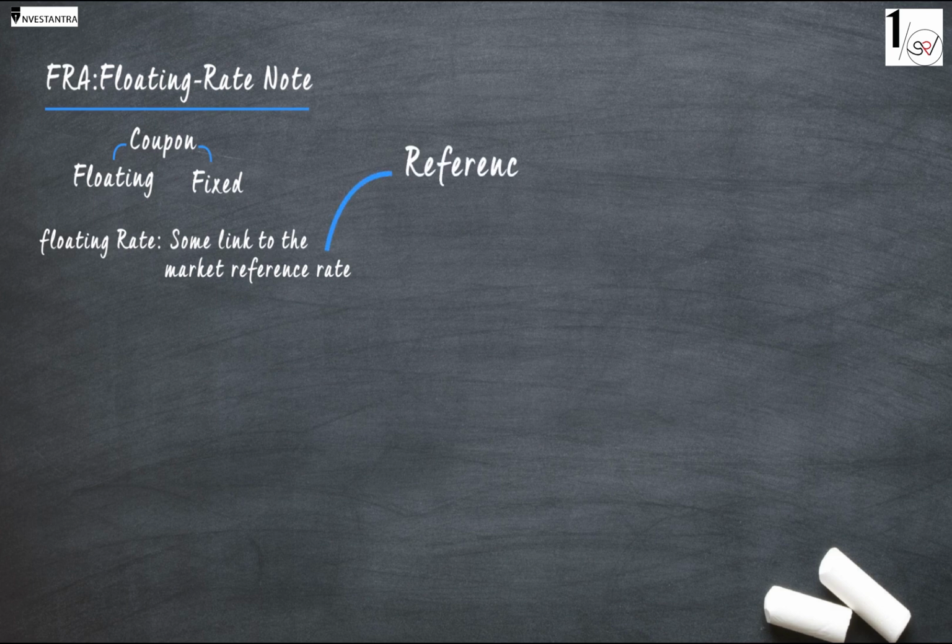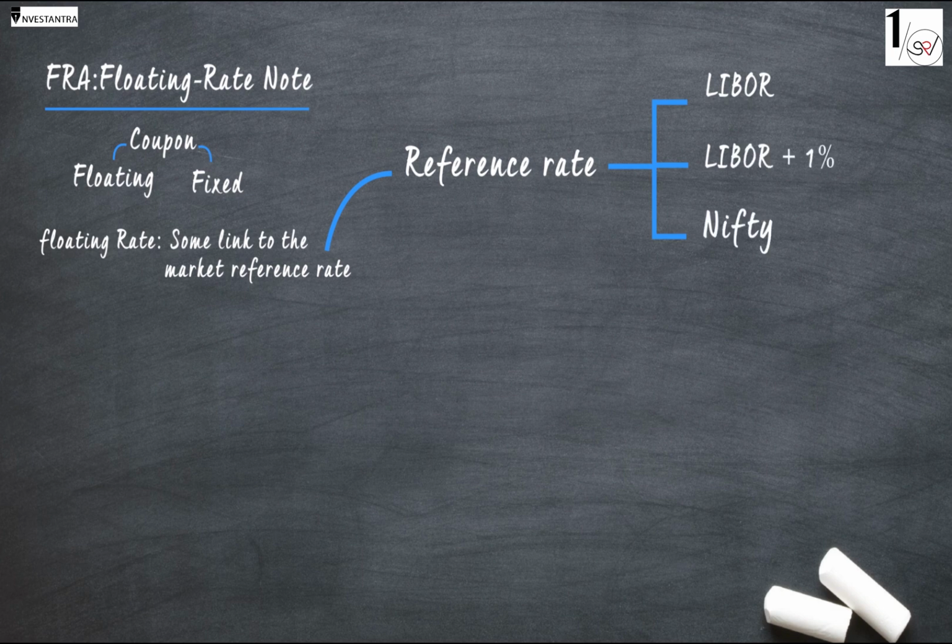Now, this link to the market is called reference rate. So this reference rate can be set as anything. I can pay you LIBOR. Say I'll pay you LIBOR plus 1%. Or I can even say Nifty benchmark.